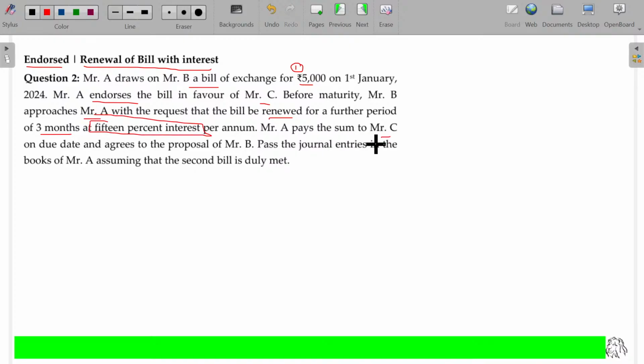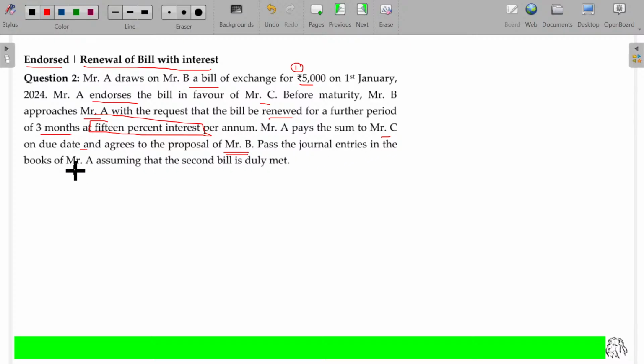Mr. A pays the sum. So renewal means automatically 2 things will happen. One is the existing bill dishonor. The next one is a fresh bill will be made ready. For the fresh bill, you have to add the interest also. On due date, and agrees to the proposal of Mr. B. That's all.